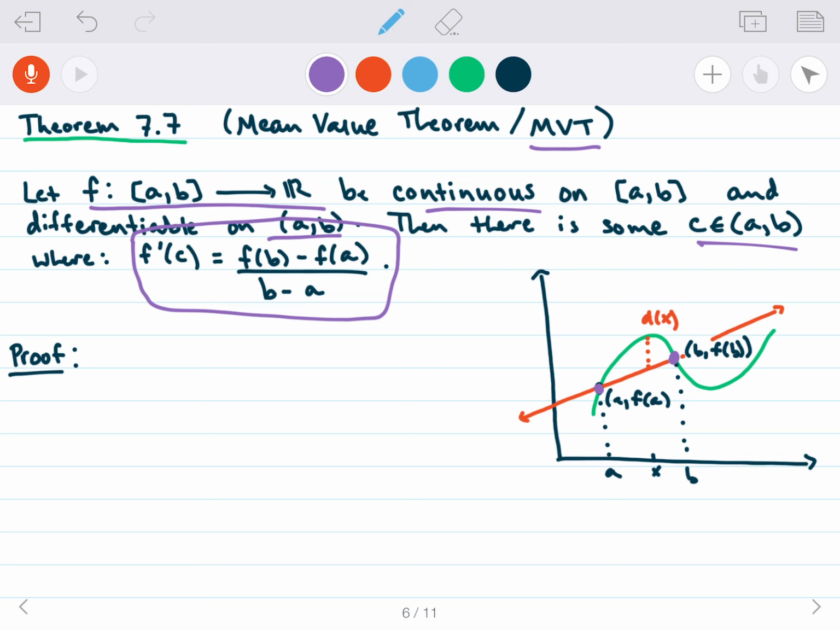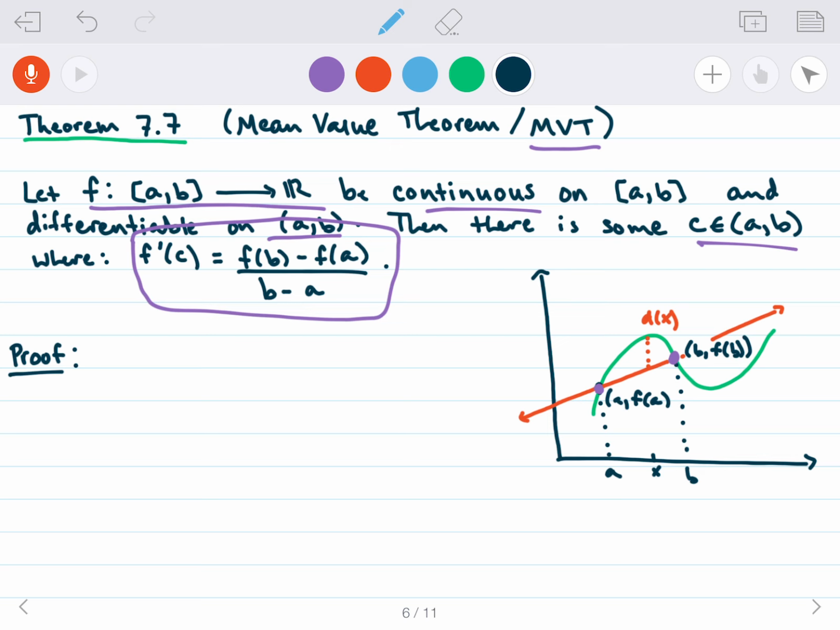All right, so the first thing we're going to do is find the equation of the secant line, and then consider the difference between the function f of x and the secant line, which I've labeled in red. Then we're going to use Rolle's theorem to get what we want, which is that f prime of c is equal to the slope of that secant line.